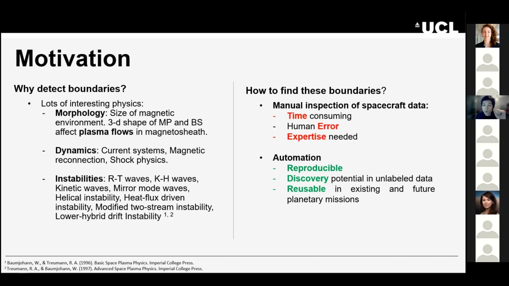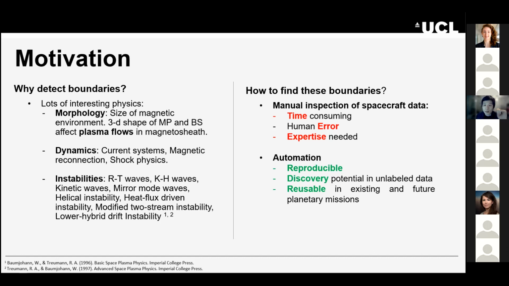And so how are these boundaries found currently? Well, mostly by eye, looking at spacecraft data and picking out intervals. This process is not just time consuming, but also prone to human error, and it requires expertise. And this could slow down the science pipeline. With automation, the list of crossings becomes reproducible, and there is a potential for new discovery which might have been missed before. And the tool is reusable for existing and future missions without more time investment.